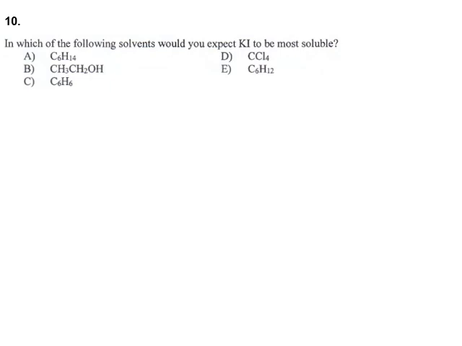So KI, first of all, is an ionic compound because potassium's from the first column or group. It's an alkali metal. Iodine is all the way in the nonmetals, so it's ionic. So if you put it in water, it's going to break up into K plus and I minus. So what we would expect it to be the most soluble in would be something that's polar at least.